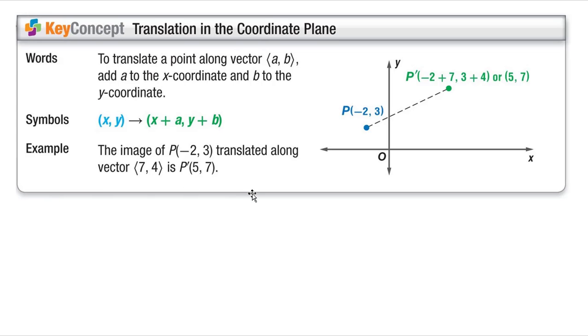Okay, so the idea behind this: if you're translating a point across some vector AB, all you're doing is adding the x coordinates of the vectors, adding the y coordinates of the vectors to get your new points. All you're doing is shifting. So like here, we move the pre-image of -2, 3 across 7, 4. Since 7 is positive, I went right 7, and then 4 is positive, so I went up 4 to get to my new point.